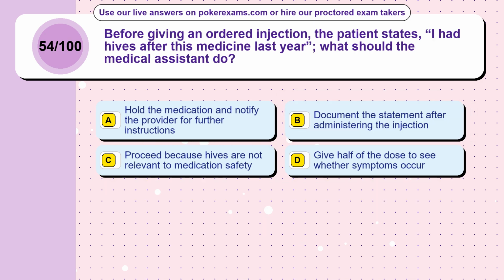Question 54. Before giving an ordered injection, the patient states, "I had hives after this medicine last year." What should the medical assistant do? Option A. Hold the medication and notify the provider for further instructions. Option B. Document the statement after administering the injection. Option C. Proceed because hives are not relevant to medication safety. Option D. Give half of the dose to see whether symptoms occur.